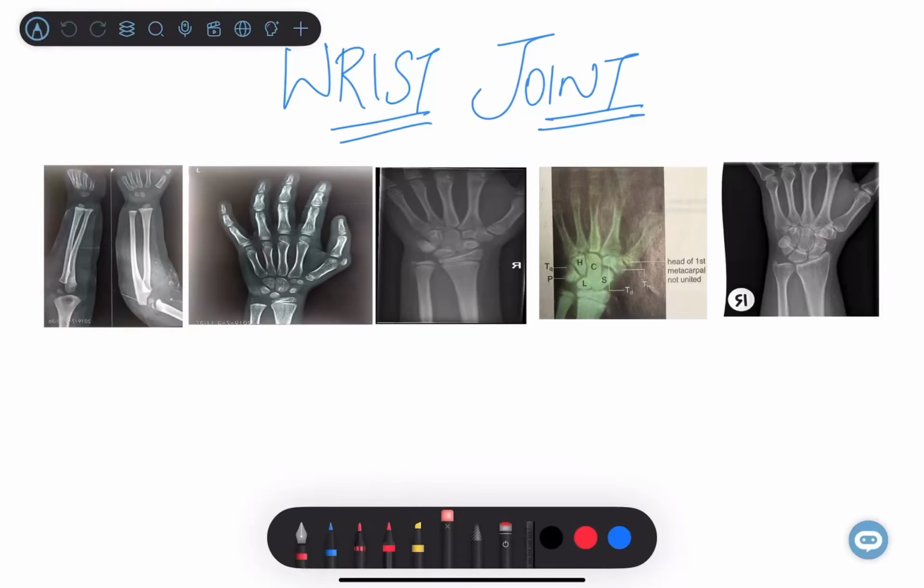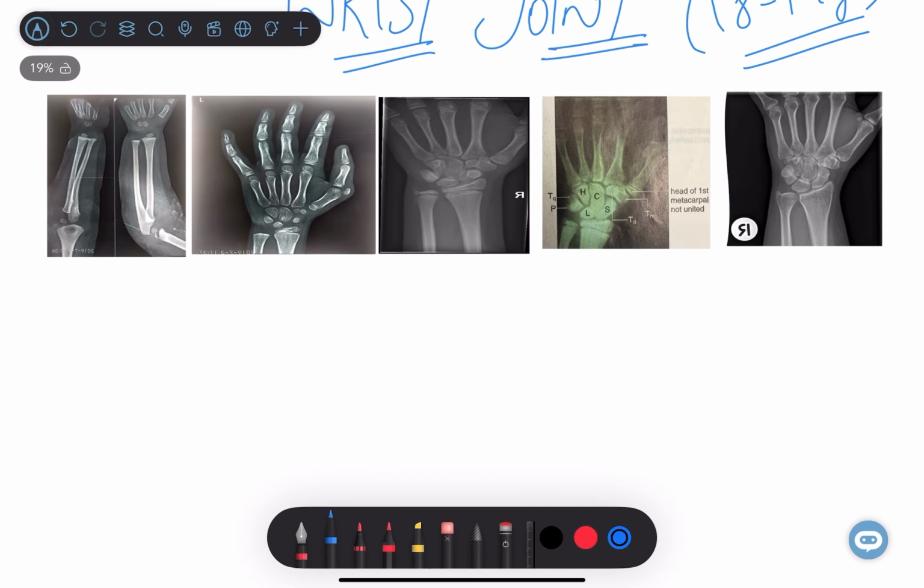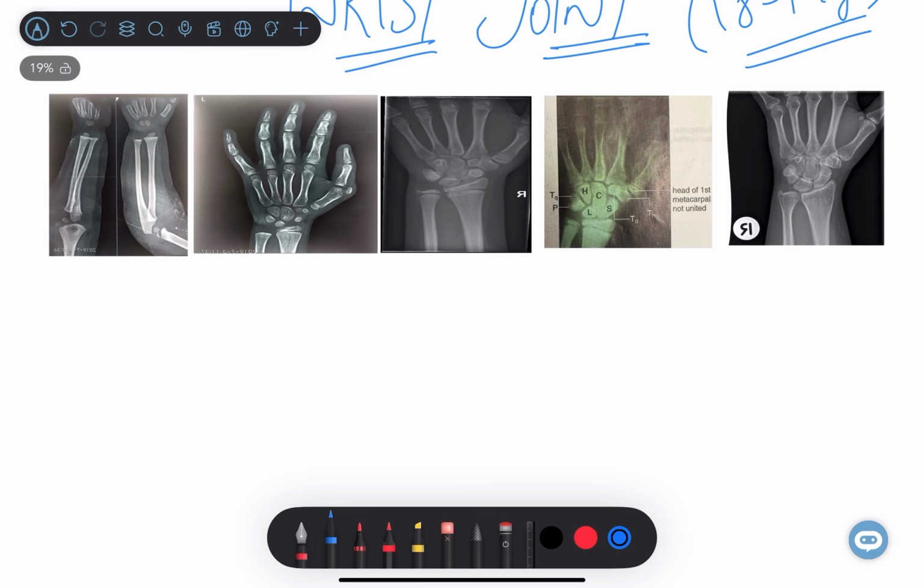We are studying about the wrist joint in this particular video. From the last video, as we know, the age of fusion of the wrist joint is around 18 to 19 years. Now we need to know the various ossification centers and their appearance.